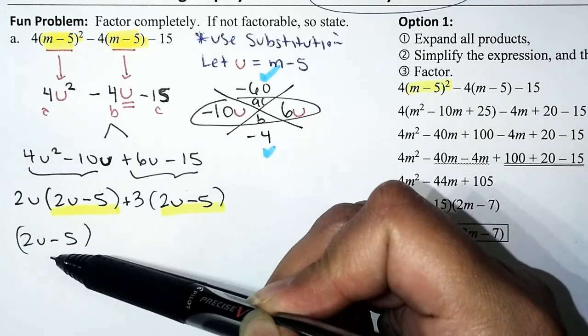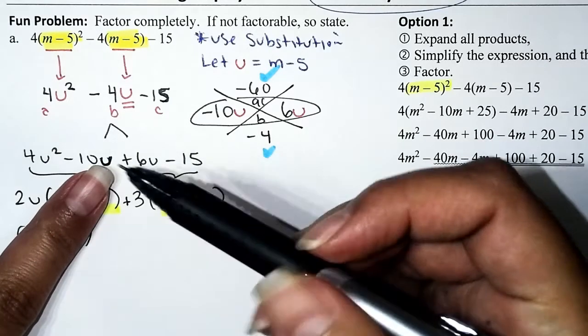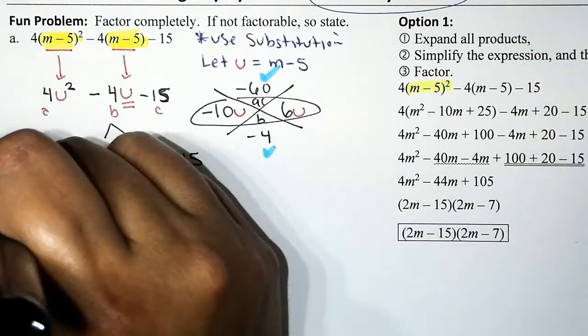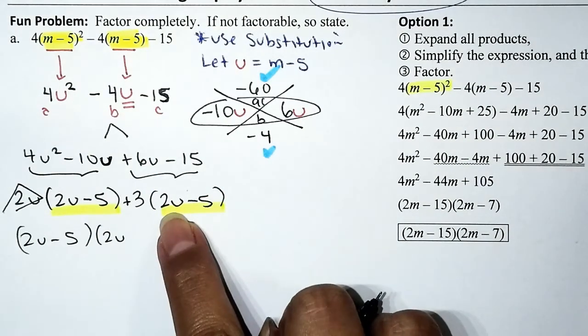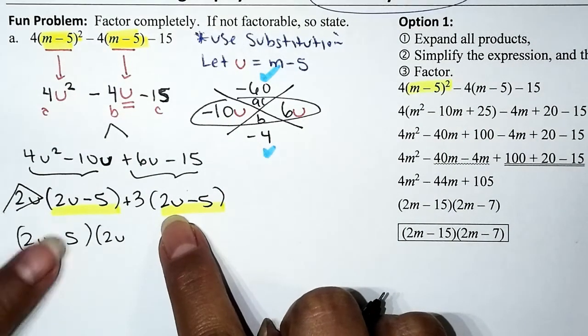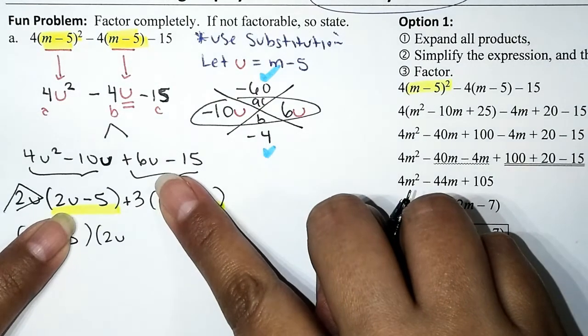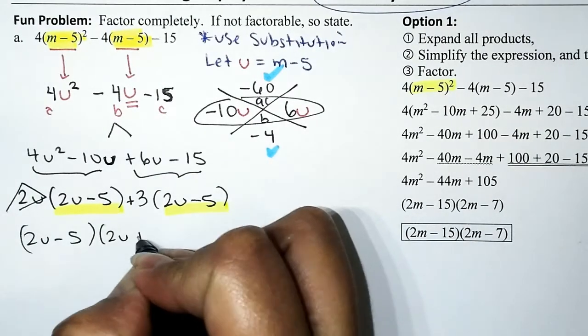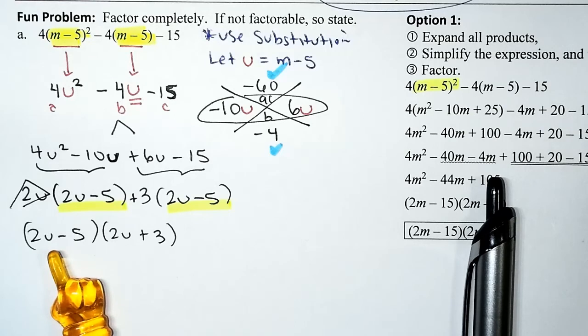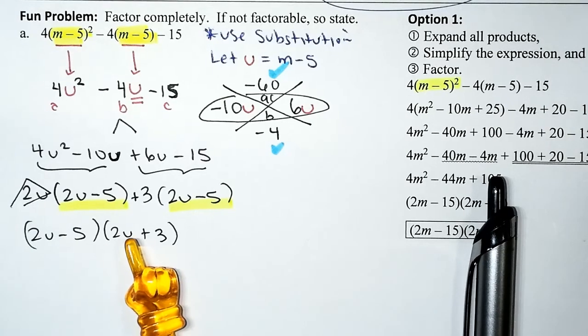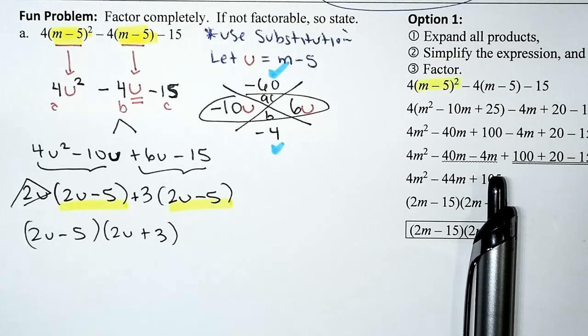First product over common factor, the 2u minus 5's cancel, and that will leave us with 2u. Okay. Second product over common factor, the 2u minus 5's cancel, and that will leave us with plus 3. Can we factor our new trinomial further? 2u and 5, nothing in common. 2u and 3, nothing in common aside from 1, so we're good. I am very tempted to box this, but check it out.